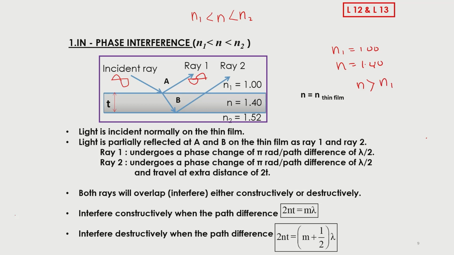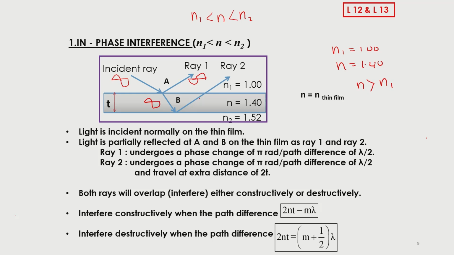Now, if you use the analogy, you are poor and you want to become rich, so you need to change. So we can say that ray 1 must undergo a phase change of pi radians, or a path difference of lambda over 2. What about ray 2? Will it undergo phase change or not? Okay, let's have a look. Now the incident wave is positive, negative. What about the reflected wave?